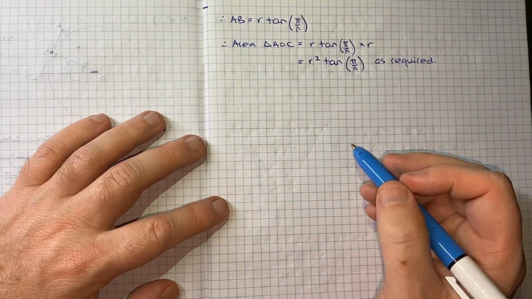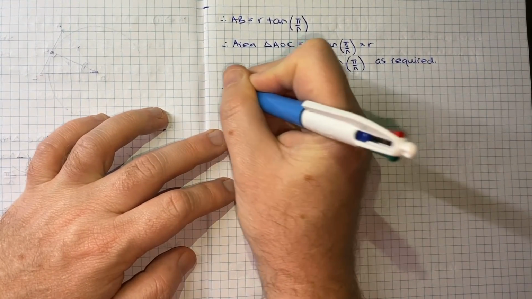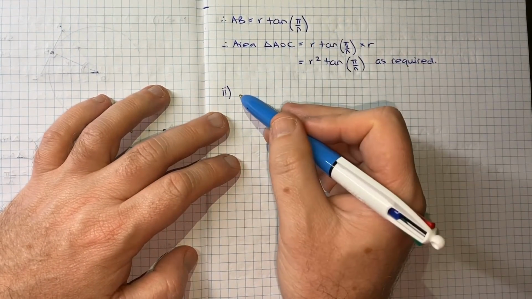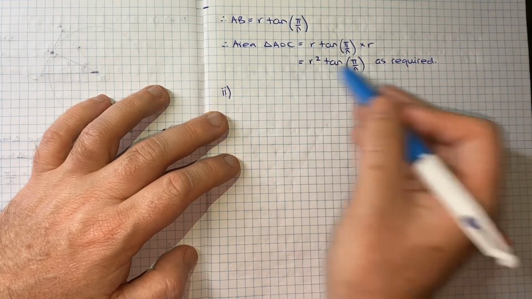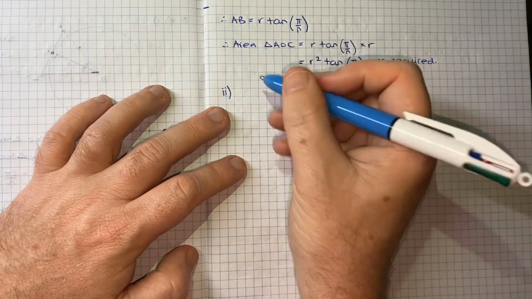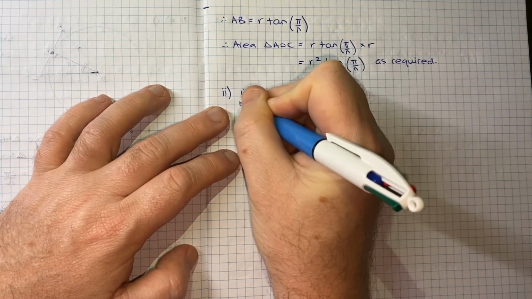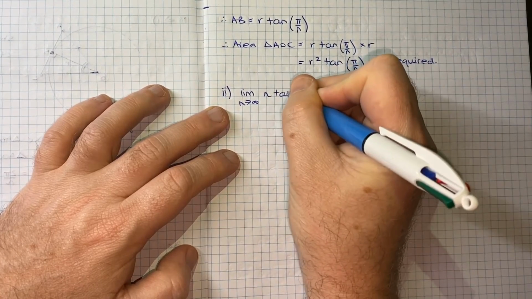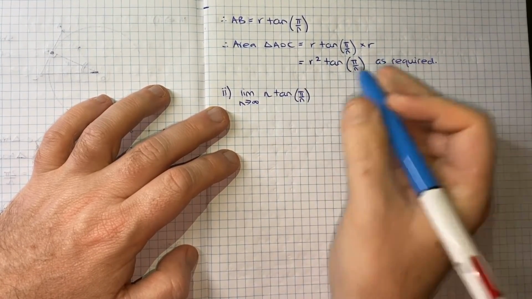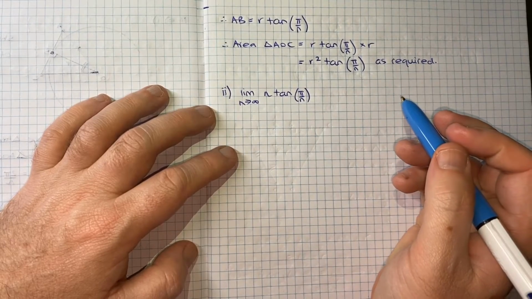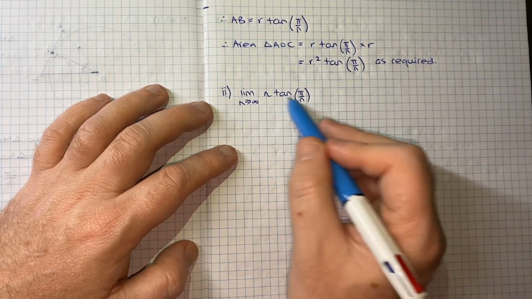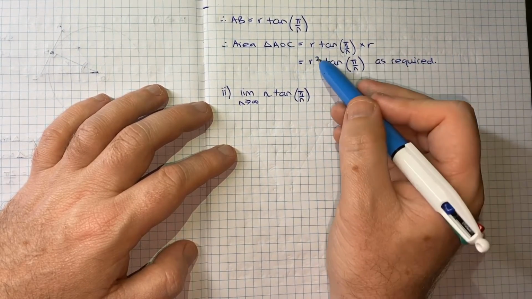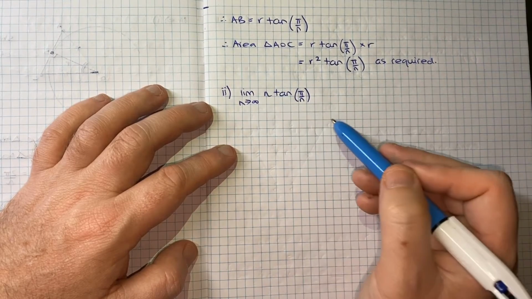Alright, so that's it for part 1. Now for part 2, we were told 'hence', which usually means use what you just showed. We want to evaluate the limit as n goes to infinity of n tan pi on n, and we have to give reasons for that. Now notice we've got a tan pi on n here and we have a tan pi on n in what we just showed. The only difference is where we had an R squared, now we've got an n.